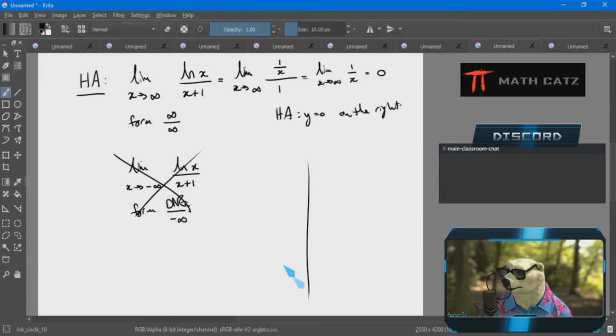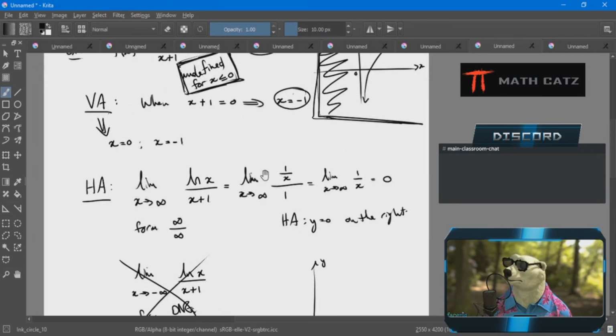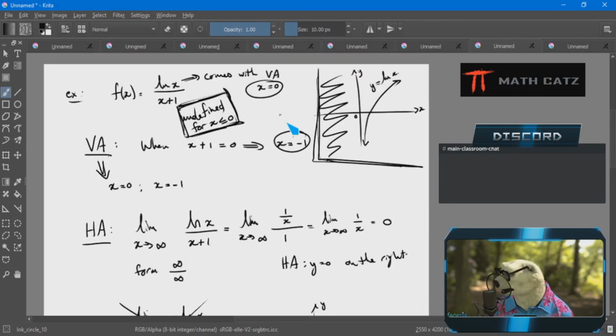Okay, so what does this guy look like? I don't know, and I am not expecting myself to know. I know there is a couple of vertical asymptotes, 0 and -1. This one doesn't even make sense, right? -1. Because I'm never going to have a chance to even get there. So that guy's out too.